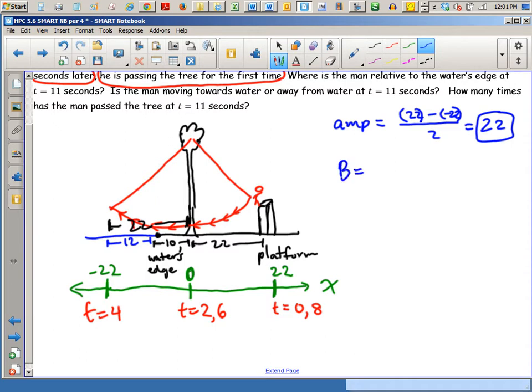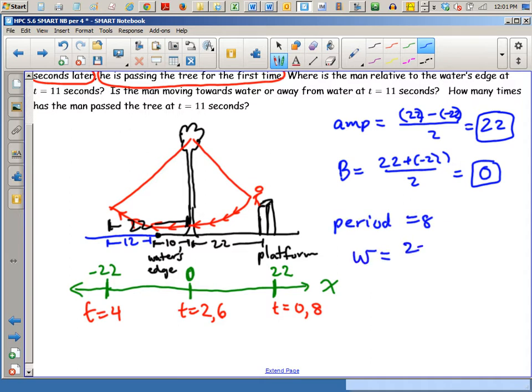B is your vertical shift. That's found by doing 22 plus negative 22 over 2. In other words, 0. This just means that his center of motion is the center of the number line. That's actually kind of nice. It's nice to have a 0 every now and then. Next is period. This is something we had to think about. Period is 8. That makes our omega 2 pi over 8. In other words, pi over 4. And we have 3 of our 4 ingredients for the model.